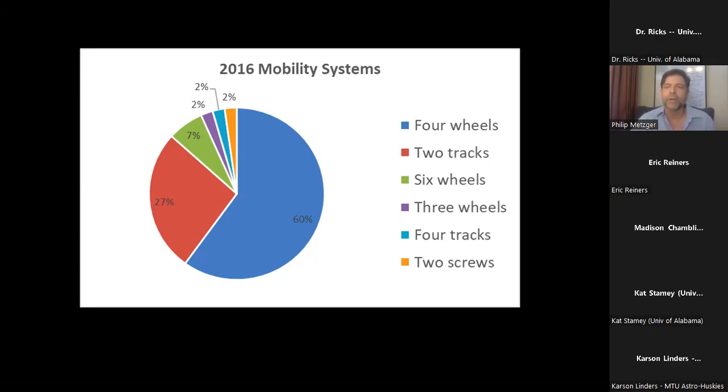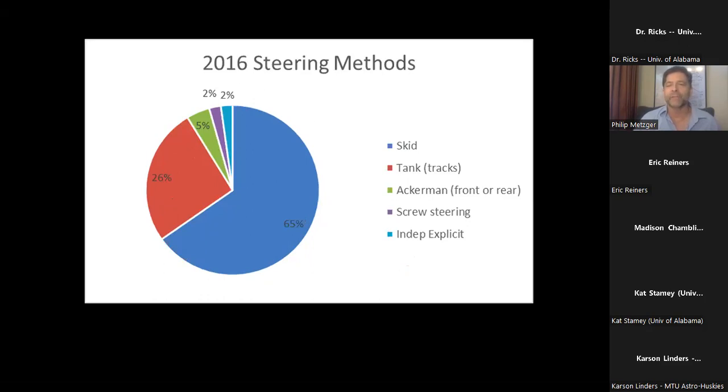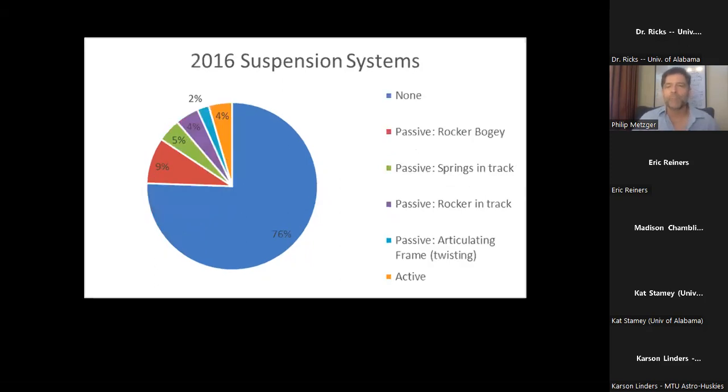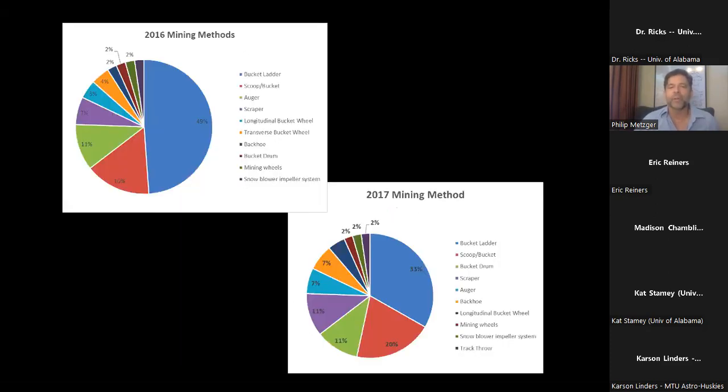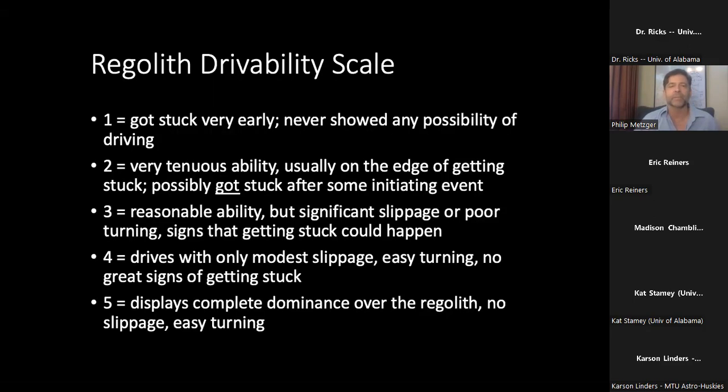And so we started keeping statistics, like how many wheels on each vehicle, how many different steering methods, Ackerman steering, screw steering, independent, explicit, suspension systems, do they have something active or not? The methods of dumping the soil, the mining methods. We looked at how they changed year by year. So we started keeping detailed statistics.